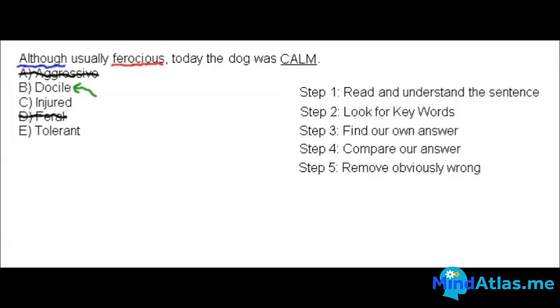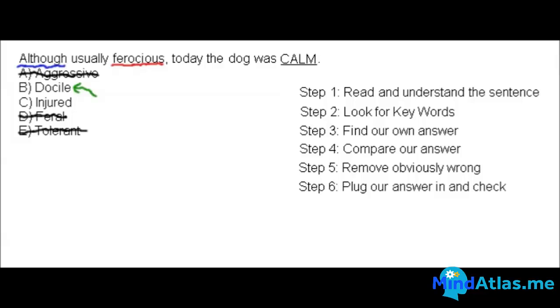Step 6 is to plug the remaining answers back in and check. Or in other words, put each of the answers back into the blank and read the sentence again. This can help us remove answers that aren't obviously wrong straight away, but sound wrong now. For example, a dog can't really be described as being tolerant, and it's not really an opposite word for ferocious, so answer E is wrong.